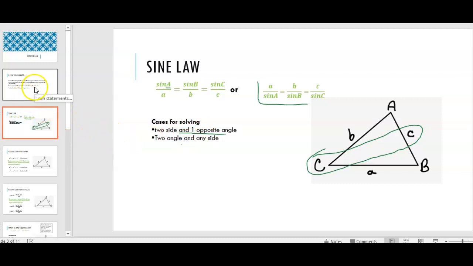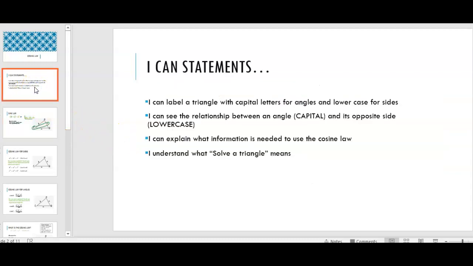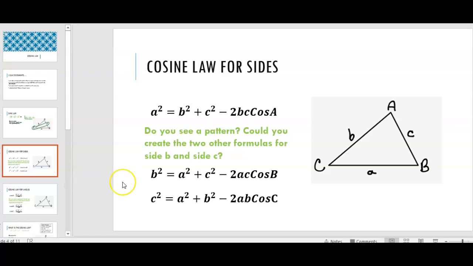All right. At the end of the lesson, please come back to the I can statements and check that you can answer all these questions. You are able to answer all the problems that we are going to talk about. All right, so let's go ahead and introduce the cosine law.